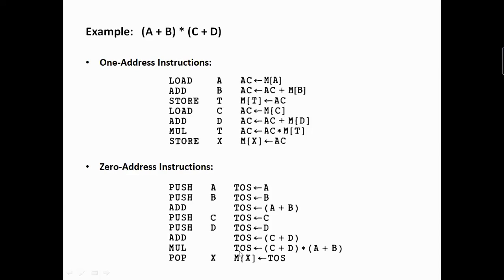And lastly, the answer is there, we just have to store it in memory. We just use pop for that. Pop, and the top of stack, that is the answer, will be stored in memory at a certain location X.